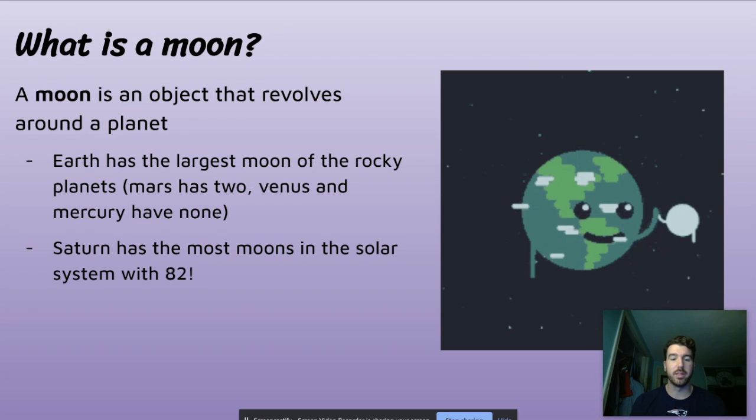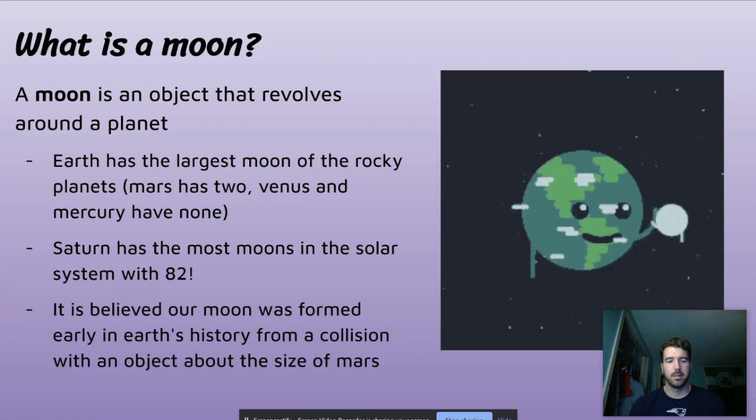Saturn is the planet with the most moons in our solar system, and it is believed that Saturn has around 82 moons, but they're always making new discoveries, so that number may be higher. We talked a little bit about this in class, but it's believed that very early in Earth's development, it was struck by a planet-sized object, and from that collision, the moon was made.